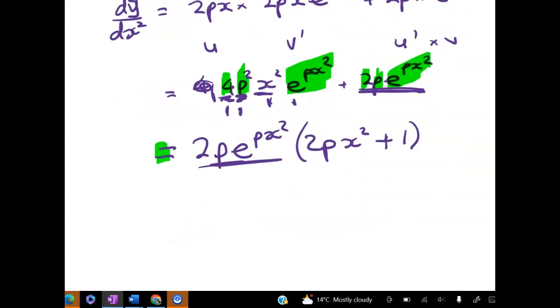Right, so we've got to show that this can't be equal to 0. So we know that 2p is greater than 0. And we know that e to the power of anything is, let's see, did they tell us? Yeah, so p was strictly greater than 0. So e to the px squared is strictly greater than 0.